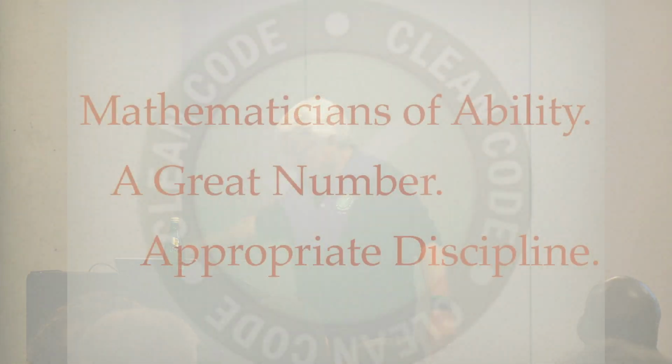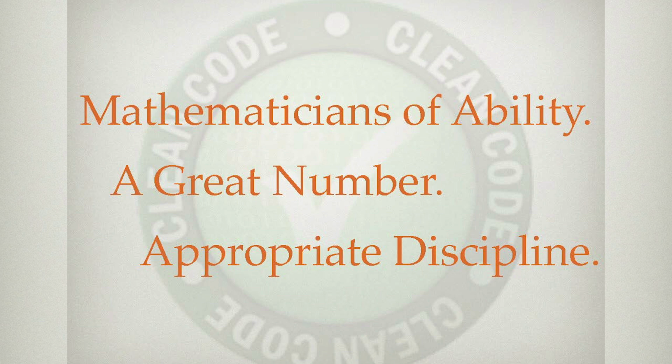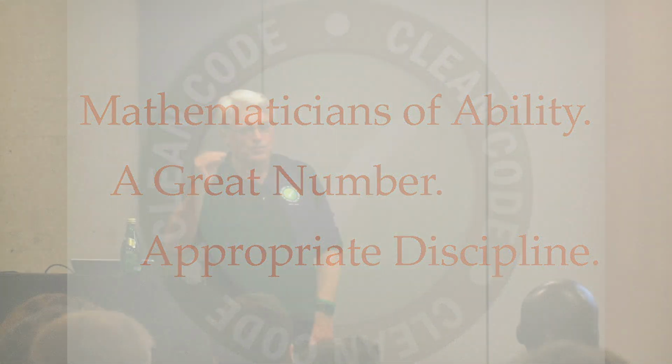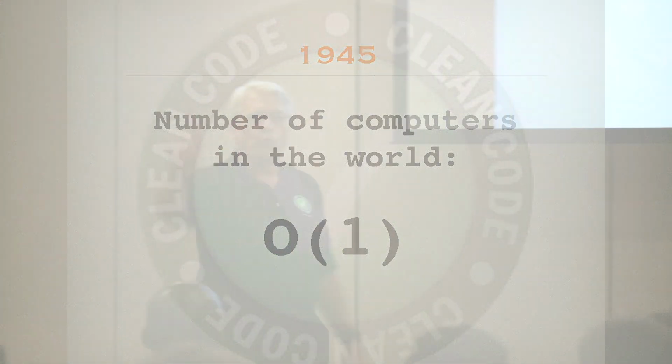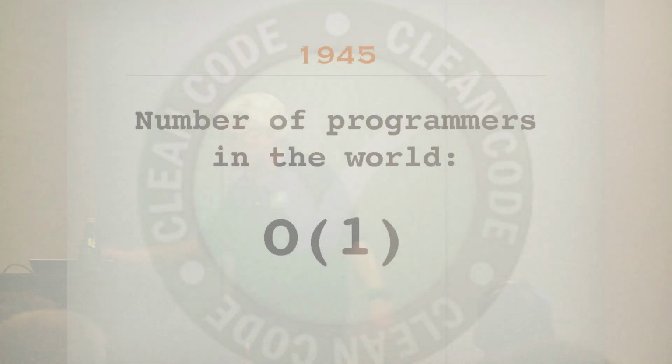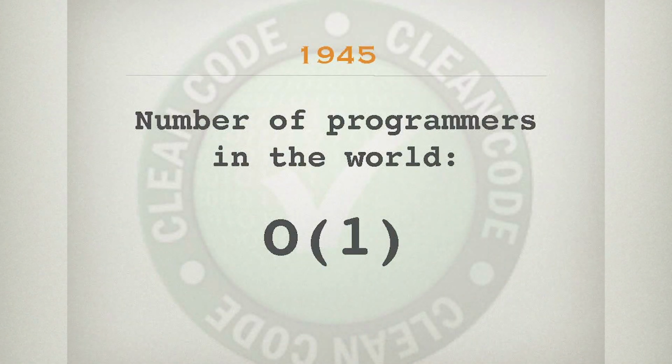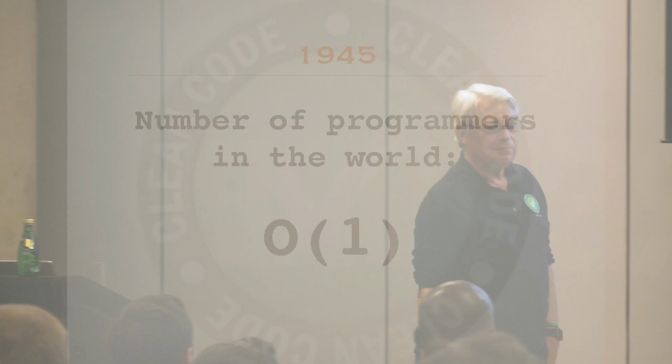So, mathematicians of ability, a great number, appropriate discipline. Keep those concepts in mind as we move forward in time. The number of computers in the world is now on the order of 1. There was a time when there was just 1. And I'll use big O notation so that I've got room for slush, right? But on the order of 1, the number of programmers in the world was on the order of 1. There was a time when there was 1 programmer in the world.